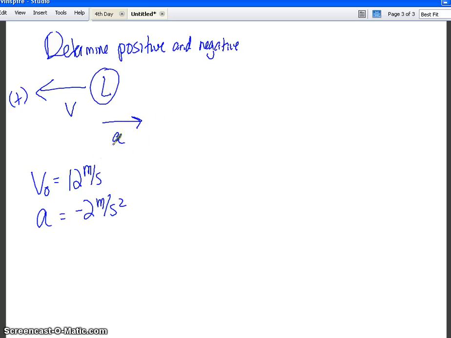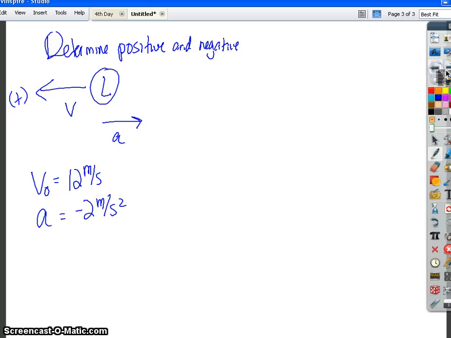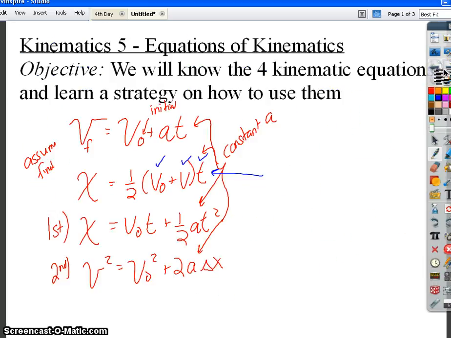Once you determine your signs, positive and negative, you need to stick to it and make sure that those are consistent throughout the whole problem. If you can plug in the correct numbers and pick the correct equations, you are already 70% of your way through kinematic equations.